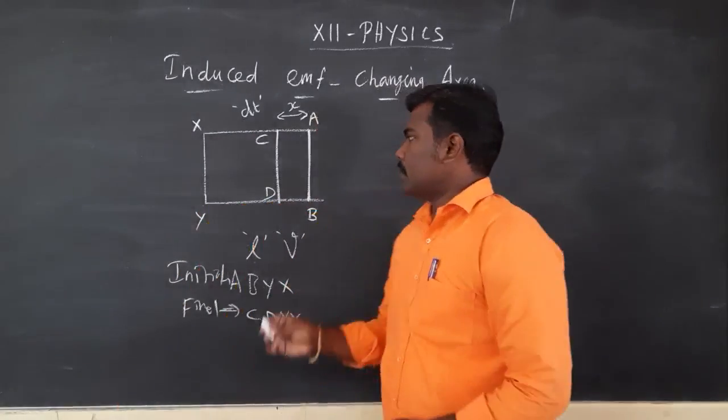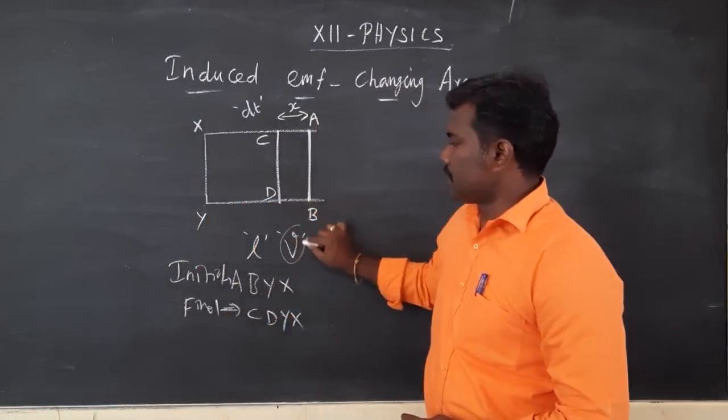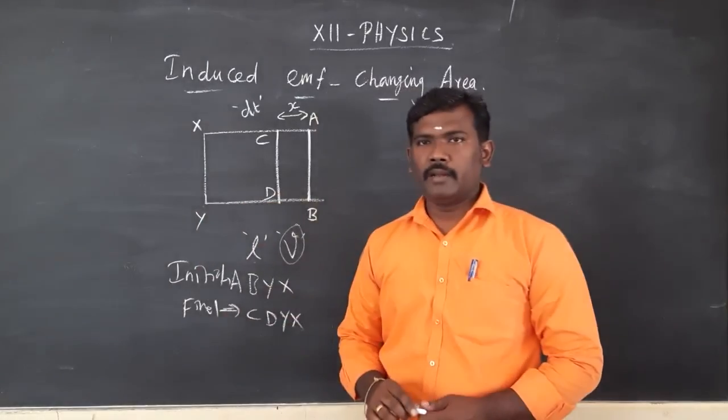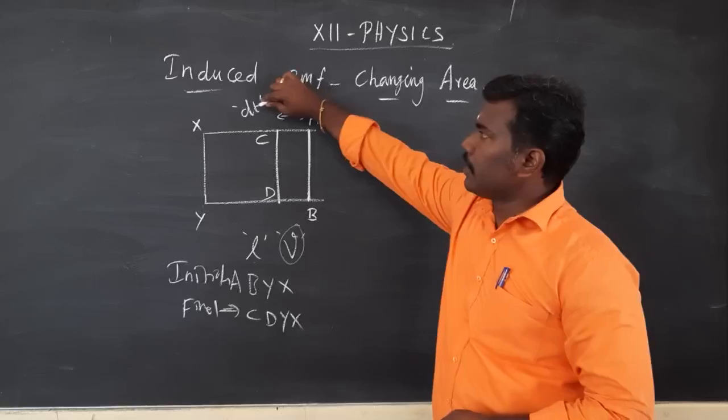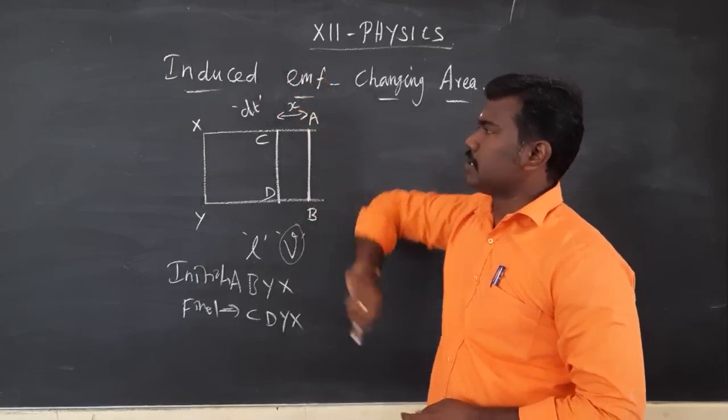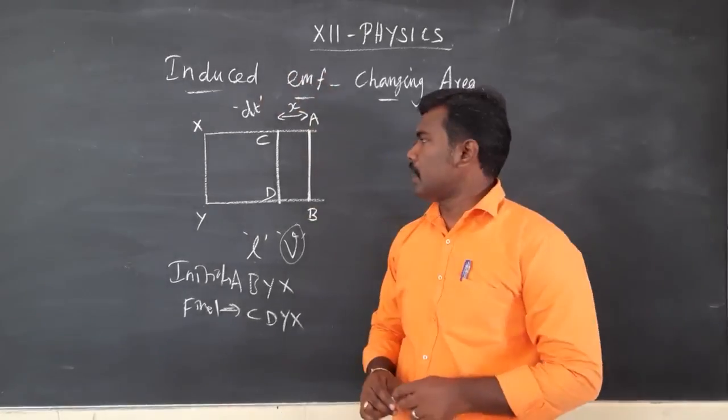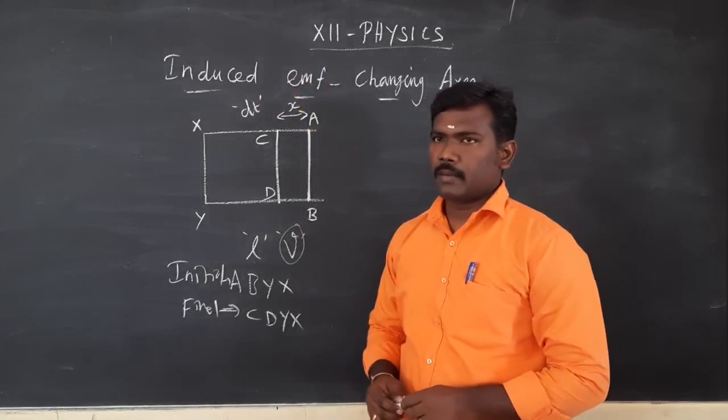So we are applying the force. The rod is moving with the velocity V towards the left-hand side. After a time interval dt, it crosses a distance. The total distance traveled by the rod is x.